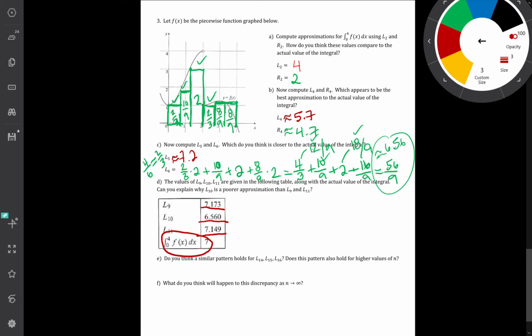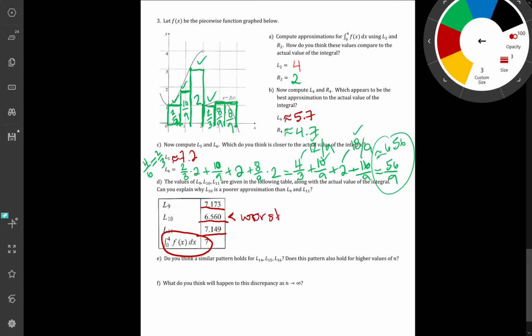So the exact area we've been trying to estimate all along is about 7. You can see that L sub 2, R sub 2 were poor, L sub 4, R sub 4 a little bit better, and L sub 5, L sub 6 definitely starting to get closer. I didn't lie to you when I said that L sub 5 was doing a little bit better job than L sub 6. And we see the same thing happening here, is that L sub 10 is the worst overall.